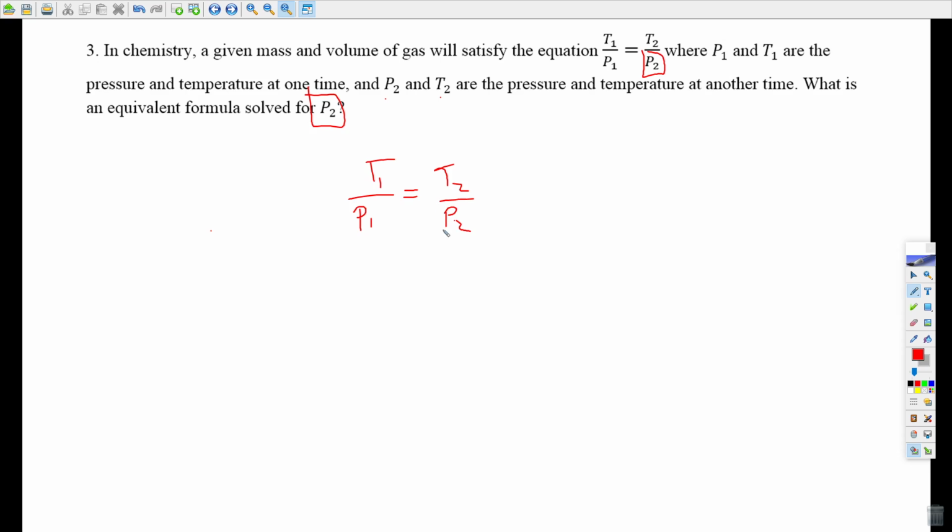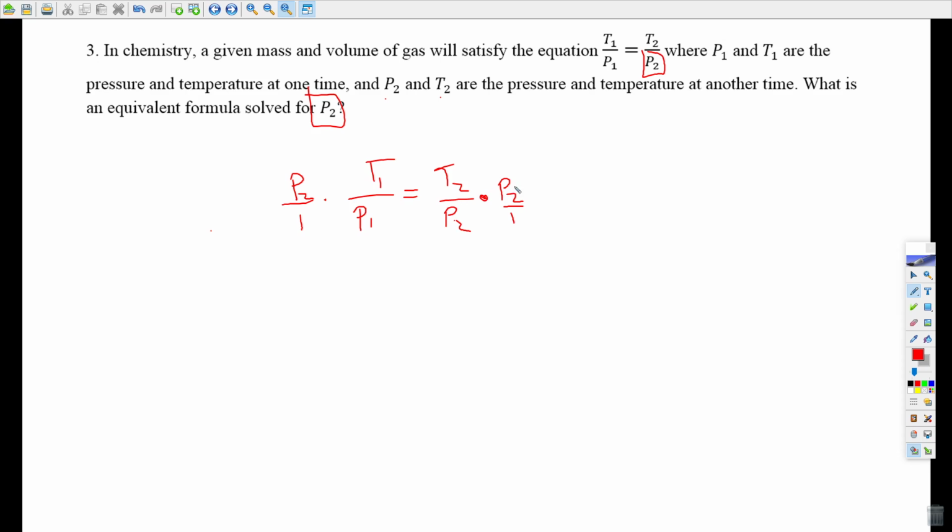I don't want P2 to be in the denominator. My goal is to eventually get P2 in the numerator equal to something else. So let's get rid of that. On both sides, I'm going to multiply by P2, technically P2 over 1.